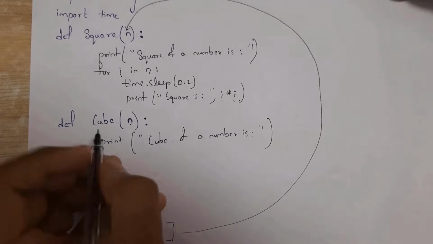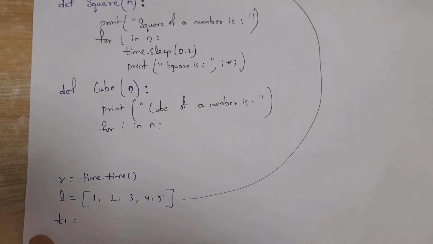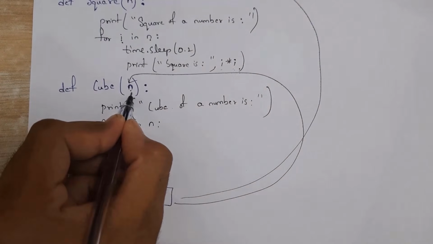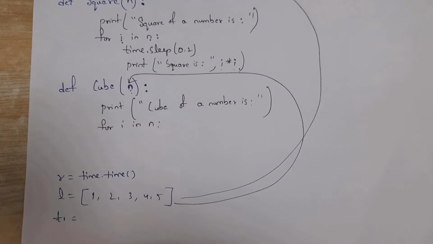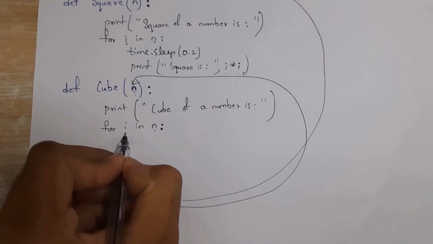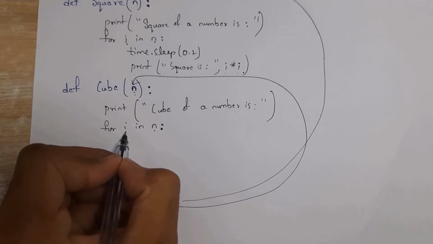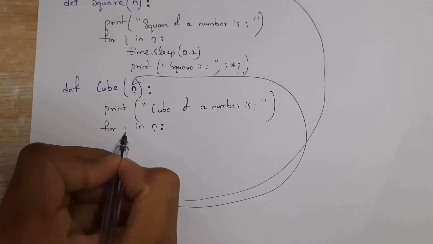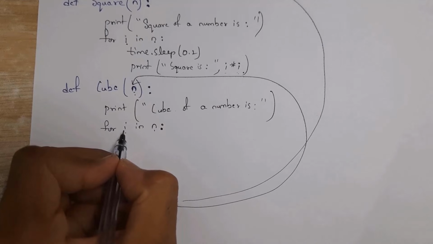So again take for loop. For I in n, L contains list of 5 numbers. So all this data is passed to this parameter n. Now n contains list 1, 2, 3, 4, 5. Whenever I write here for I in n, whatever the values that are present in parameter n, all these values are stored in variable I. Now I contains list of numbers 1 to 5.